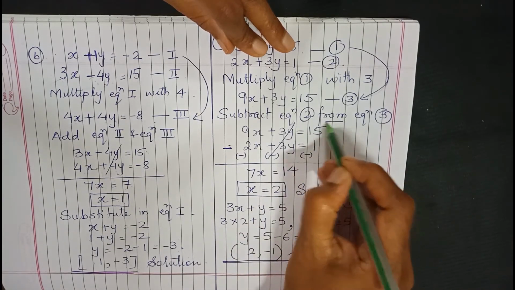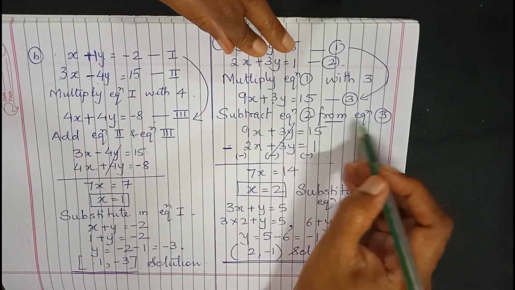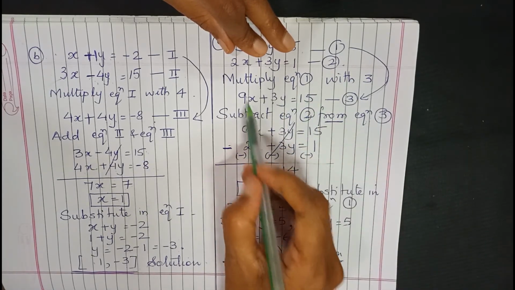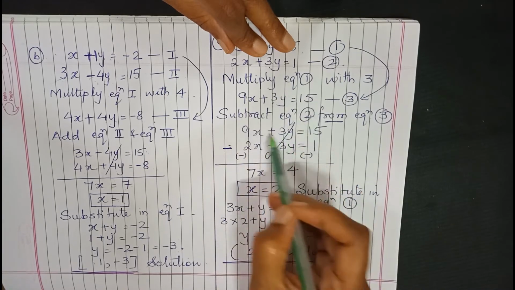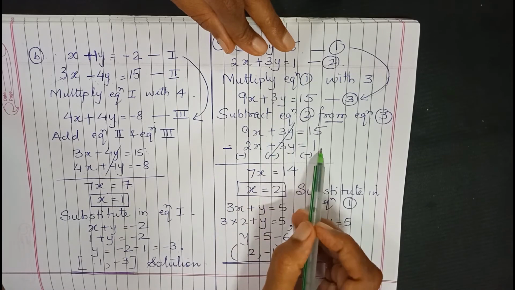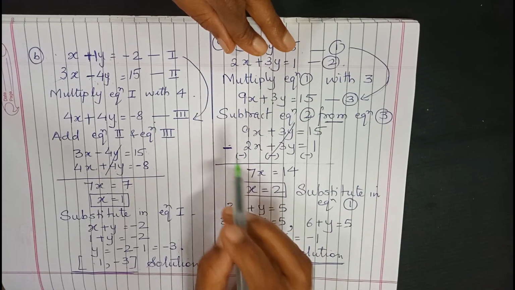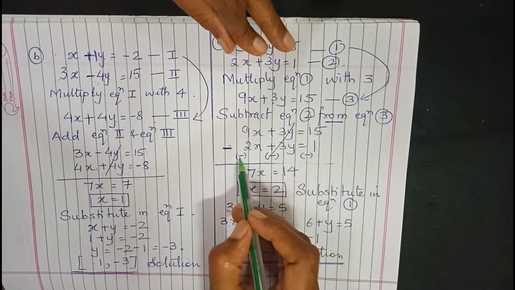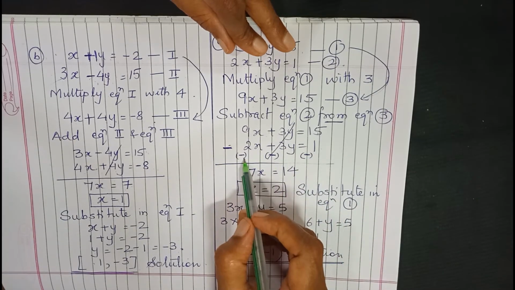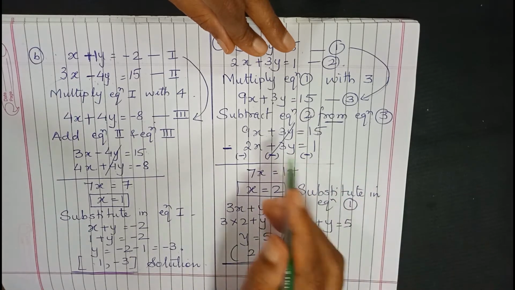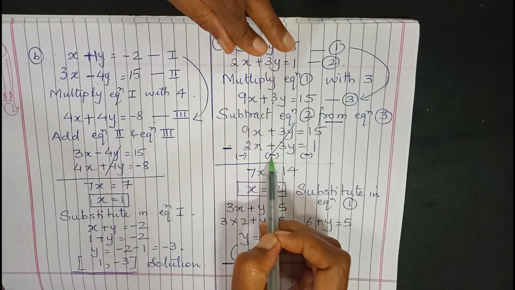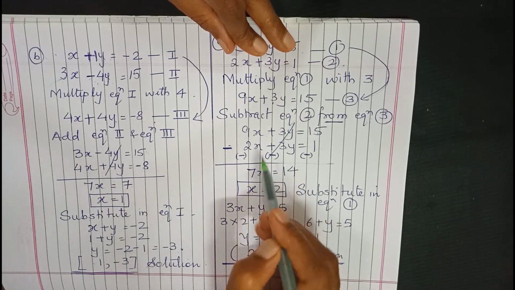Now when we say from equation 3, the equation which is coming after from is written up. So this is the third equation. The third equation is written up, 9x plus 3y is equal to 15, and the second equation, that is 2x plus 3y is equal to 1, is written below. And we subtract it. Since we are subtracting the second equation, the sign of the second equation will change. Wherever there is plus will become minus, and wherever there is minus will become plus. So here all are plus, so I'm making it minus.